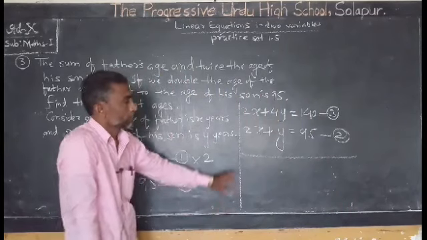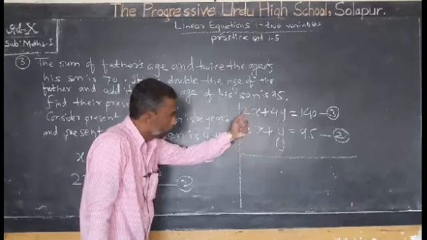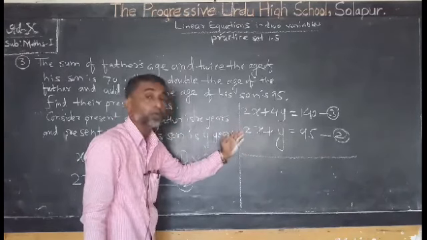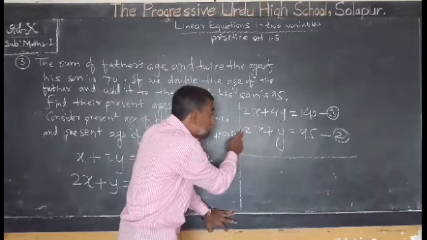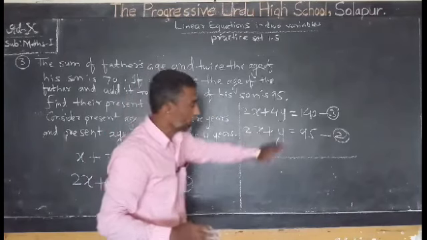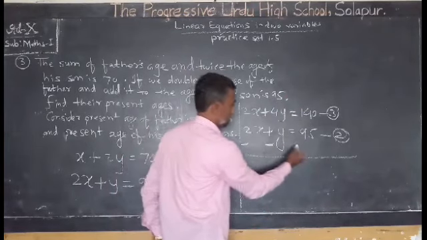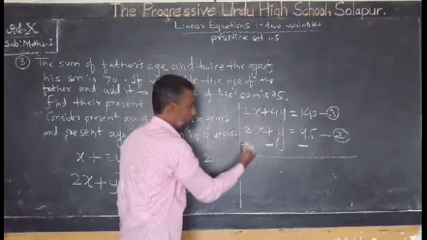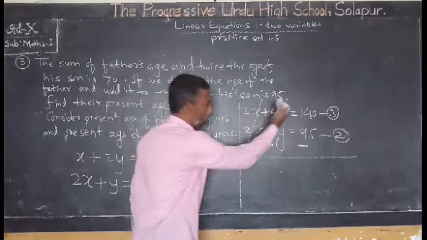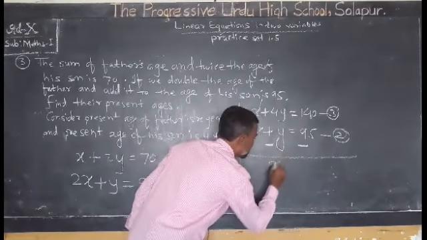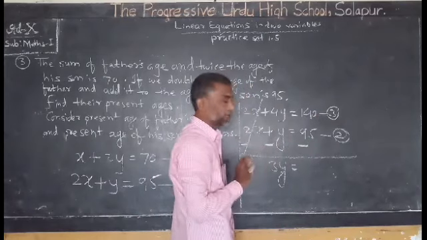In this way, this is equation number 3, equation number 2. Coefficients of x are equal, but they have the same sign. What we should do? For eliminating this term, this should be minus. So, subtract equation 2 from 3. So, I am going to subtract in this way. 2x minus 2x, so it will become 0. X will be eliminated. 4y minus y, that means 3y is equal to 140 minus 95.